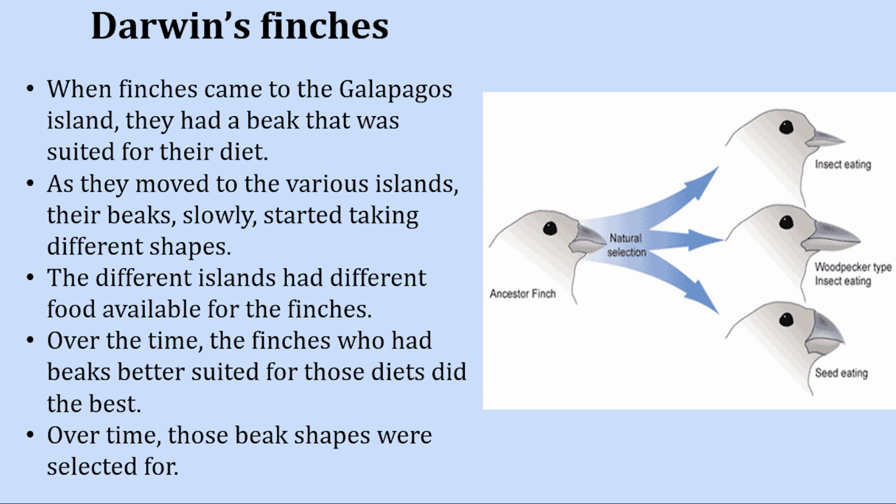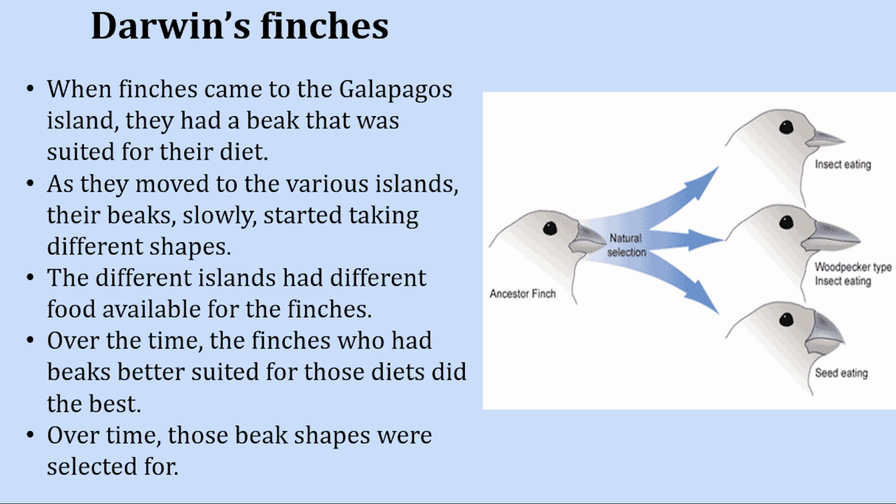As they moved to the various islands, their beaks slowly started taking on different shapes. The different islands had different food available for the finches. Some islands had a lot of insects, some islands had a lot of nuts and seeds. And over time, the finches who had the beaks best suited for those diets did the best. Over time, those beak shapes were selected for.